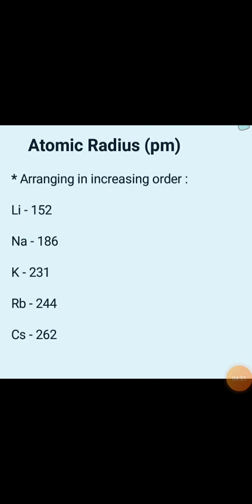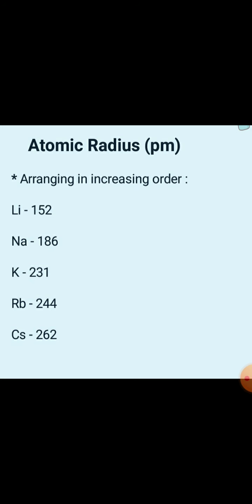So from this we can say that as we move from top to bottom, the atomic radius increases. Students, these two things you need to remember. Moving from left to right in a period decreases atomic radius, and moving top to down, atomic radius increases. You will be thinking, why does atomic radius increase moving from top to down?